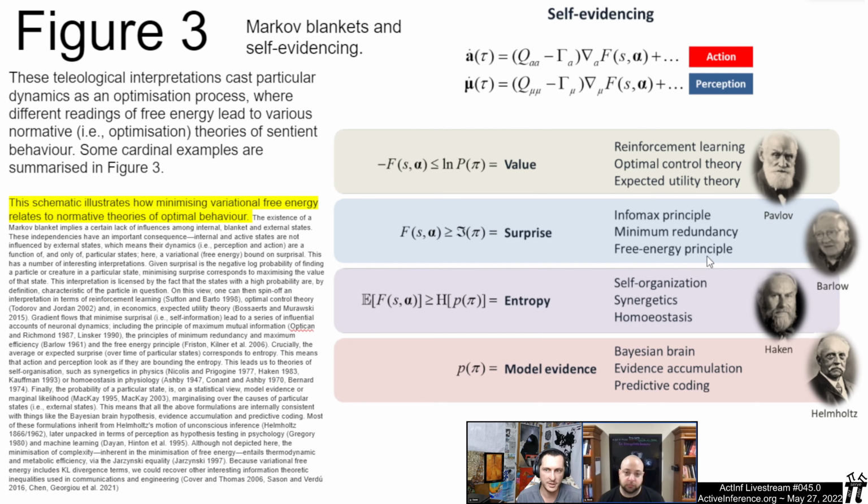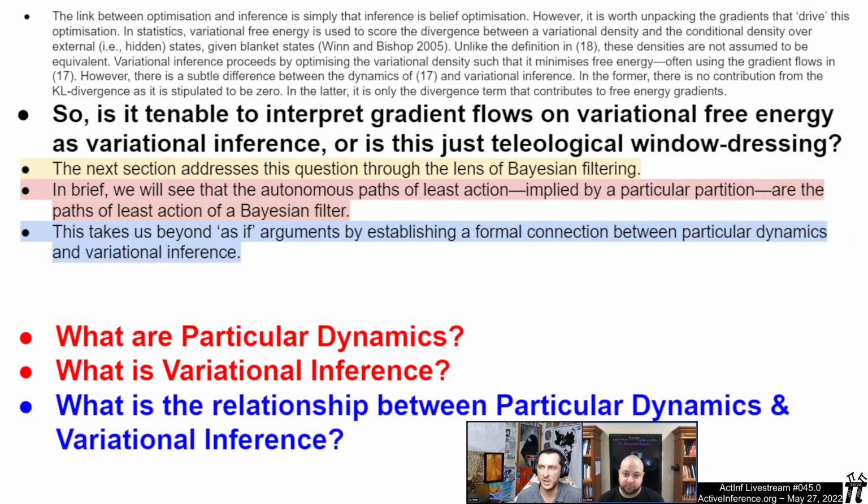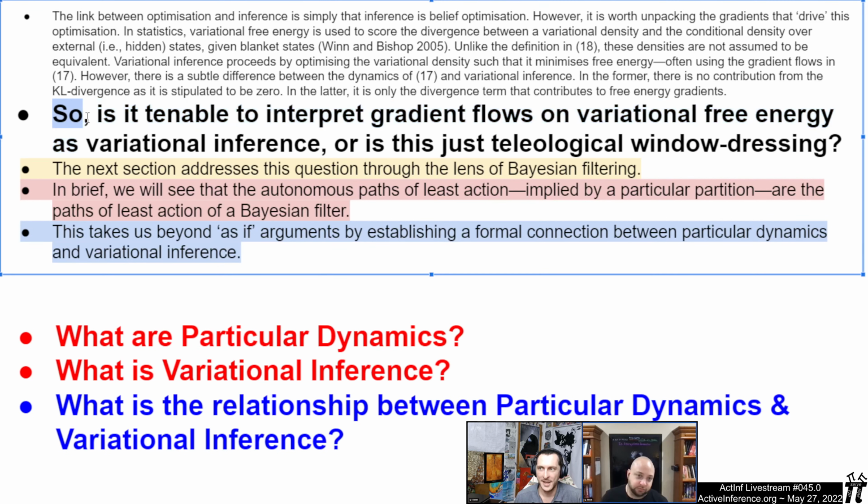Why is the free energy principle here? Isn't it like all of them? Entropy and model evidence as well. And then just to conclude the section, they ask, is it tenable to interpret gradient flows on variational free energy landscapes as variational inference, or is this just teleological window dressing?